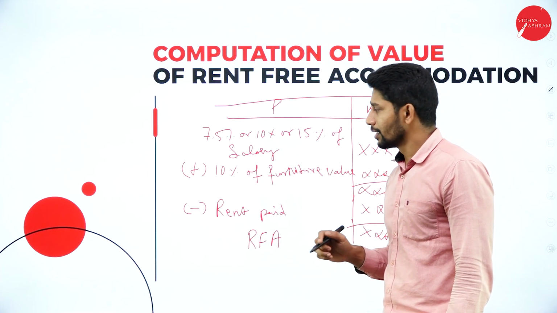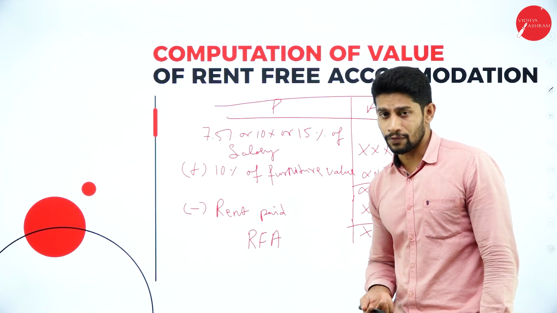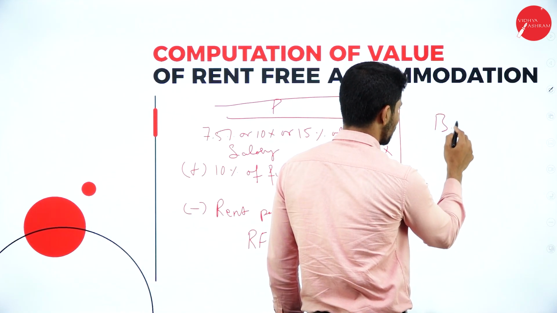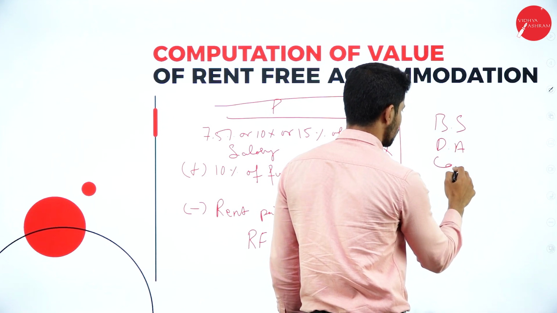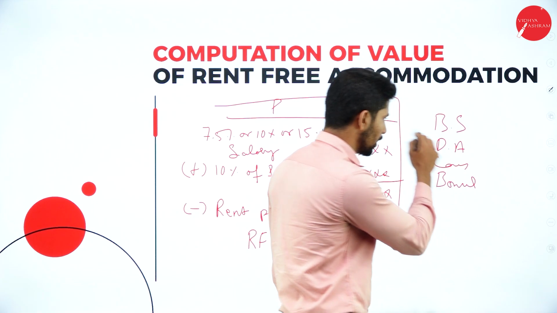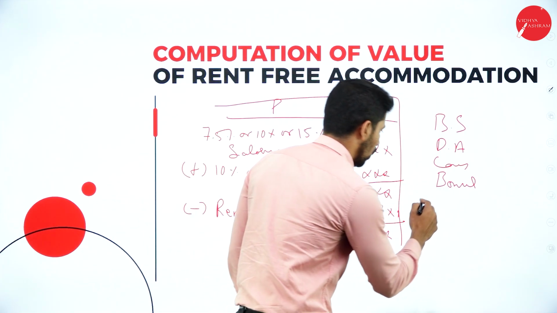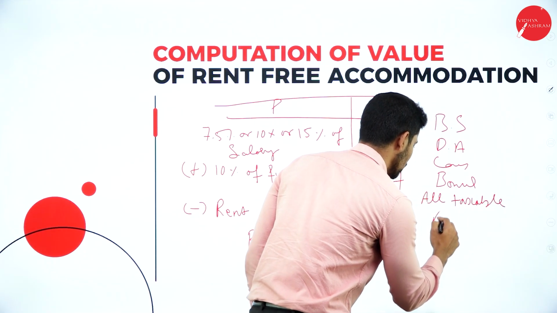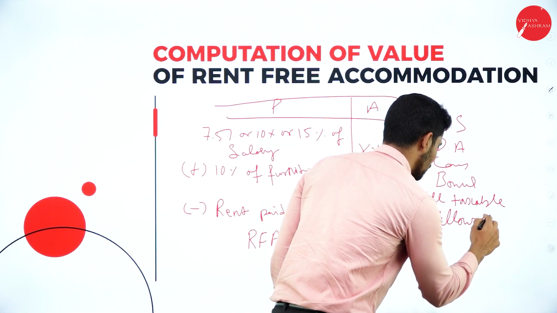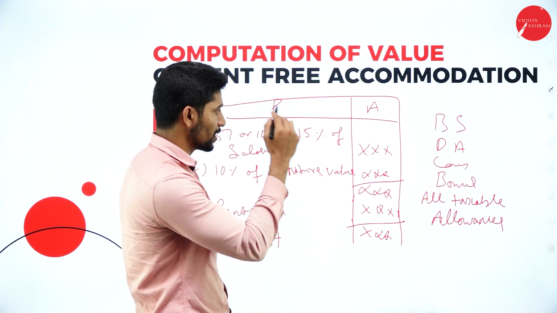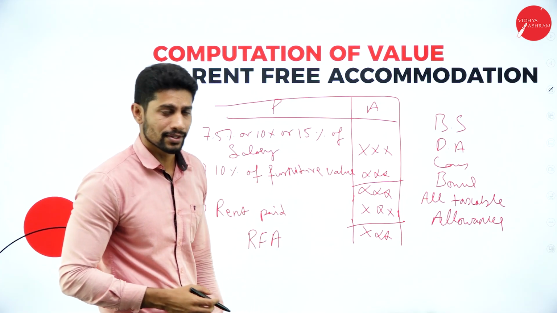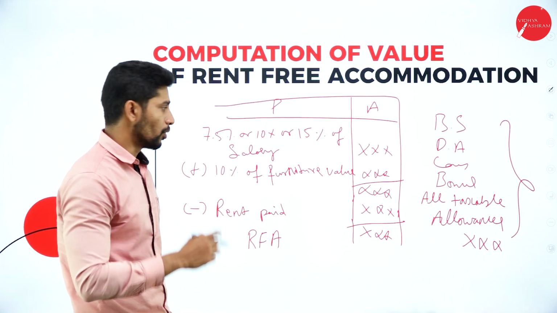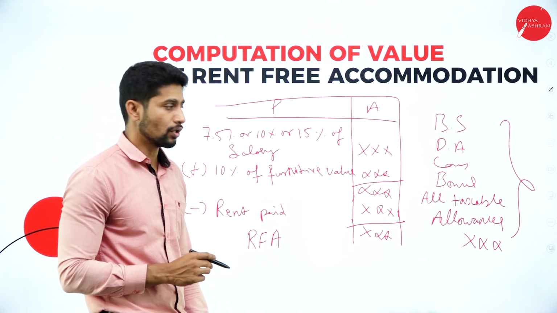So here it's very simple, 7.5, 10 or 15% of salary. Again here, what is salary? Salary means basic salary, DA, commission, bonus, and all taxable allowances. The total of all these components is called salary. So on that amount, you are supposed to compute 7.5, 10 or 15% of salary.